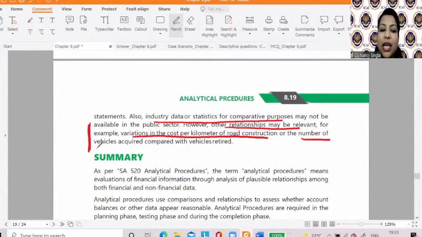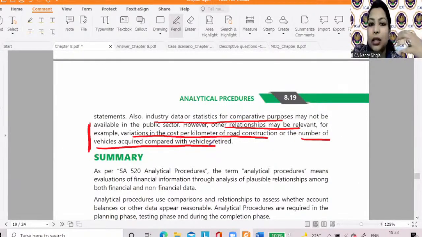Or number of vehicles acquired compared to number of vehicles retired. If there are public vehicles like your DTC, your buses are there, you may compare how many buses were acquired last year, new buses were acquired vis-a-vis as a comparison to how many buses were retired, that is, they were scrapped off. So these types of comparisons can be done, but the ratio analysis, the analytical procedures that you apply with respect to traditional business entities, that may not be applicable in respect of public sector entities.